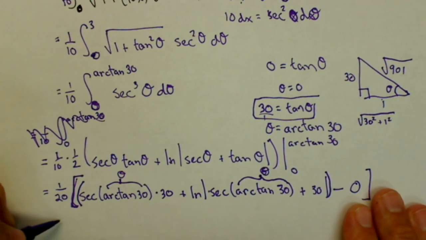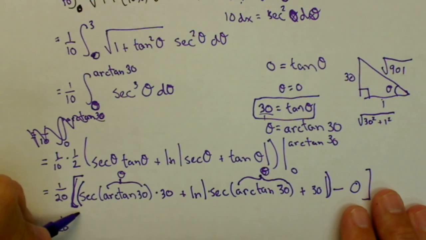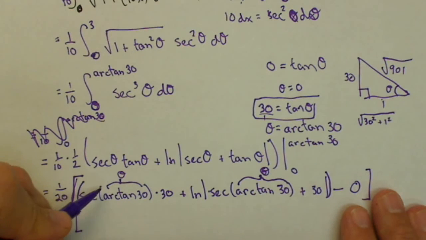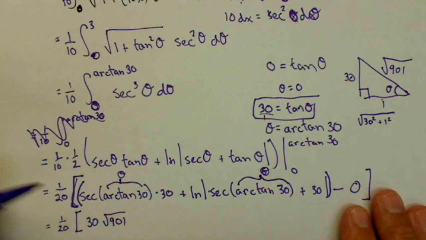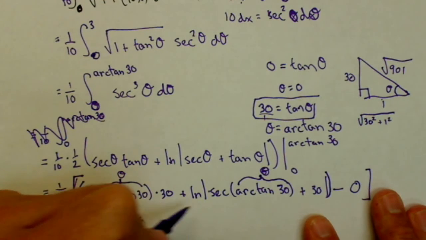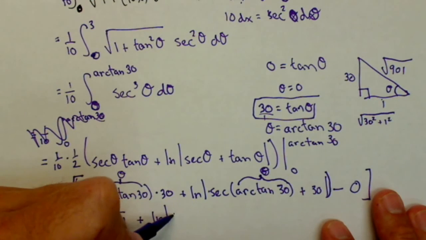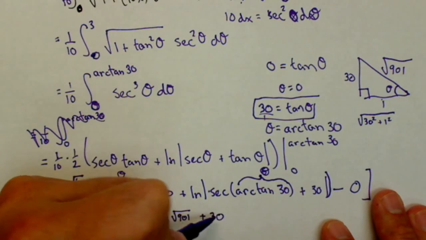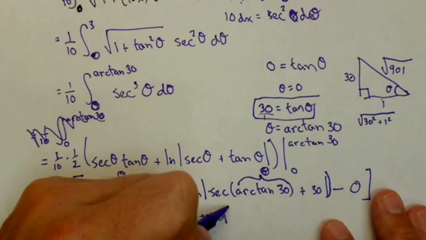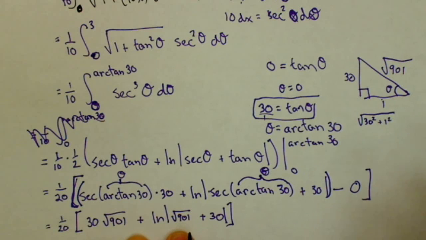So putting this all together, we get 1/20th times, this first one here is going to be 30 times the square root of 901 plus the natural log of the absolute value. We don't need the absolute value because both are positive. Square root of 901 plus 30. And there we go, is our nice exact answer. If we need a decimal approximation, we can put that into a calculator.